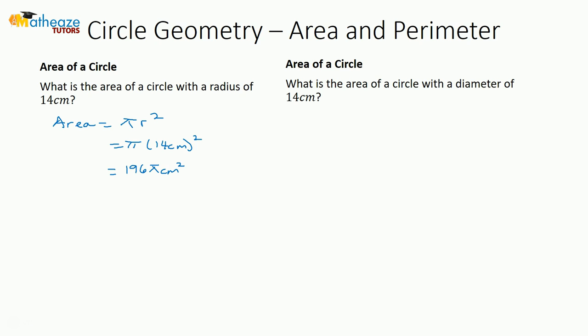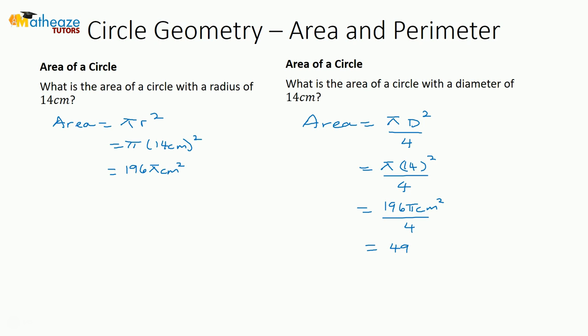What is the area of a circle with a diameter of 14 centimeters? So the area is going to be pi d squared over 4, which is going to be pi times 14 squared over 4, which is 196 pi centimeters squared over 4, and that gives you 49 pi centimeters squared.